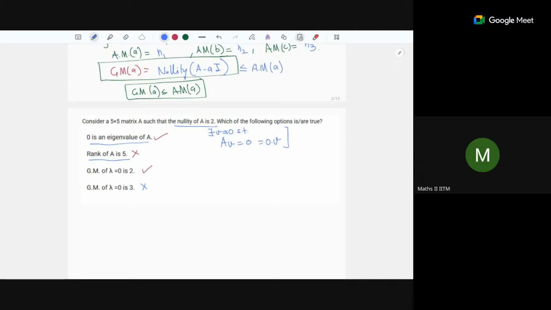Now, what is the geometric multiplicity of lambda equal to 0? Geometric multiplicity is equal to the dimension of the null space of A minus lambda I. In this case, lambda is 0, so let's plug 0 in. 0 times identity gives the 0 matrix, and A minus 0 is just A. So the geometric multiplicity of 0 is the dimension of the null space of A, which is the nullity of A. The nullity of A is 2, so geometric multiplicity is exactly 2. So that's why C is 2, D is 1.